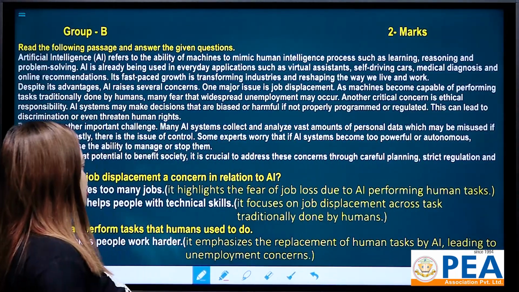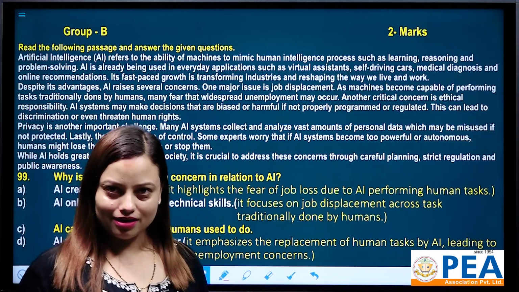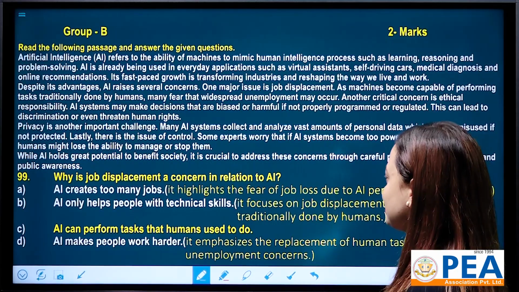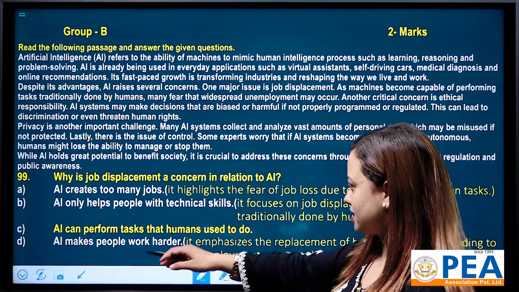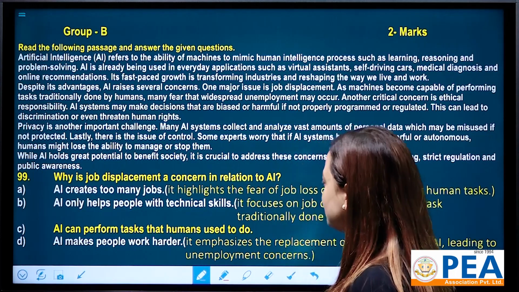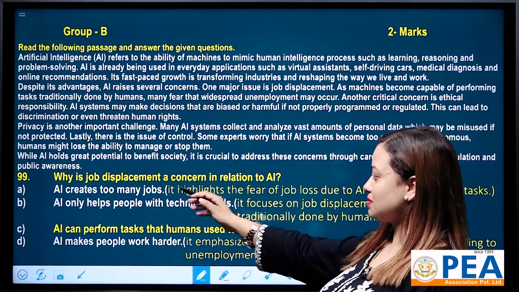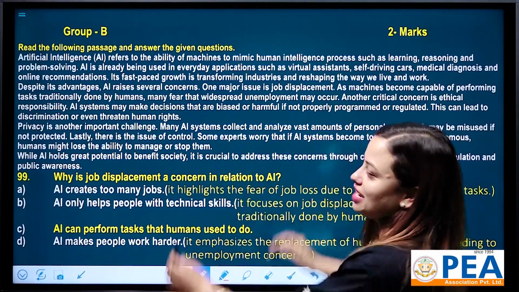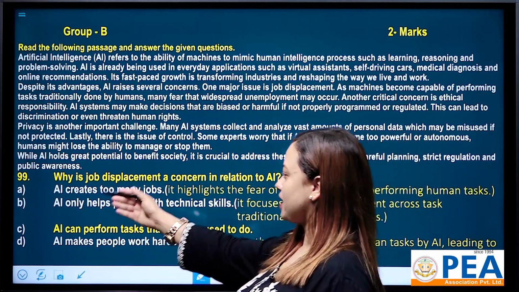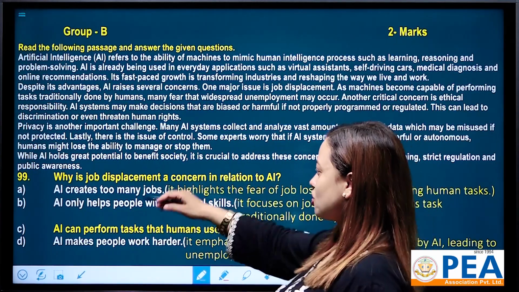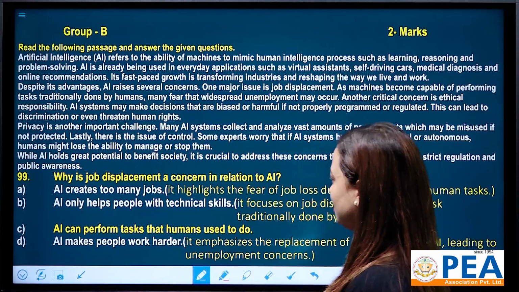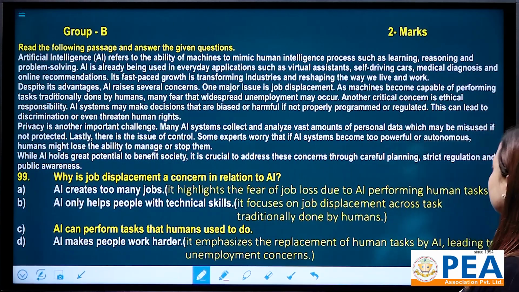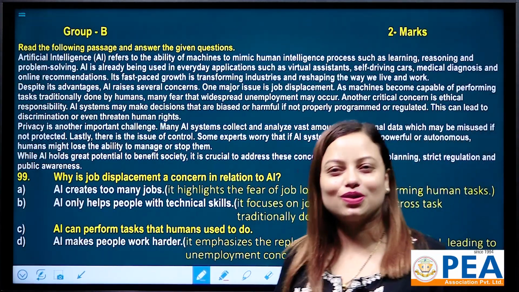Okay, AI creates too many jobs. Is it true? Why is job displacement a concern in relation to AI? Option number C, AI can perform tasks that humans used to do. That's why job displacement is a concern in relation to AI. Actually, this very idea is mentioned inside your passage. But what about number A, B and D? Number A talks about AI creating too many jobs. Your passage highlights the fear of job loss due to AI performing human tasks, so this is not the reason.